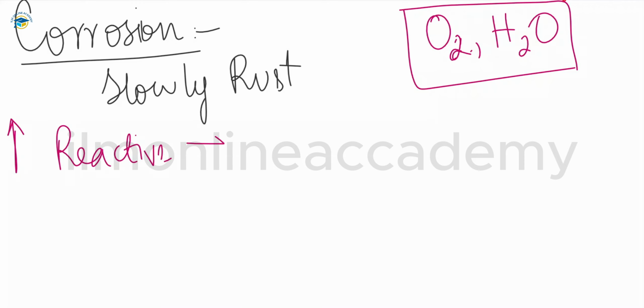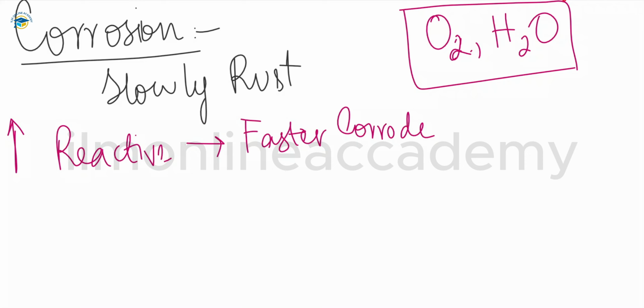The more reactive a metal is, the faster it will corrode, because it reacts very quickly with the oxygen present in the air and also with the moisture. That is why highly reactive metals like sodium and potassium are stored in oil, as they will instantly corrode when they are exposed to the air or moisture.